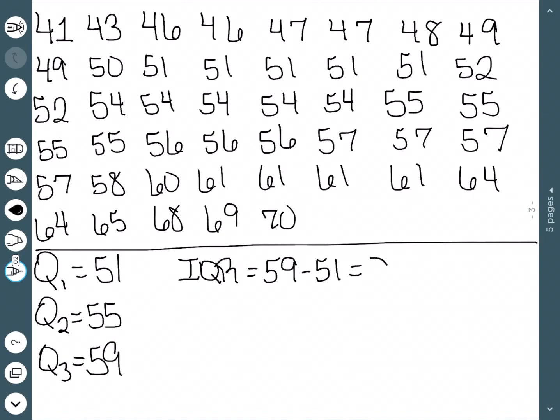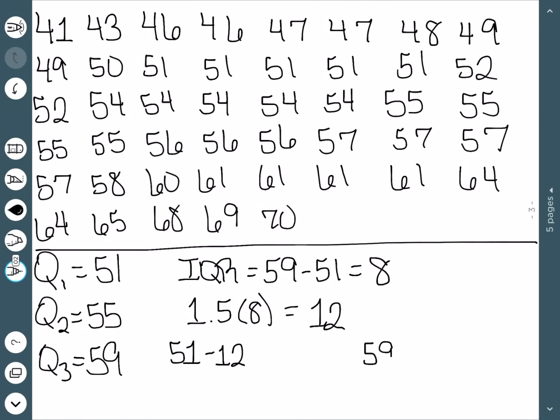And we know that 59 minus 51 is 8. So that's our interquartile range. We then need to multiply this by 1.5. So 1.5 times 8 is going to be 12. We now have to do two calculations. The first one, 51 minus 12. The second one, 59 plus 12.